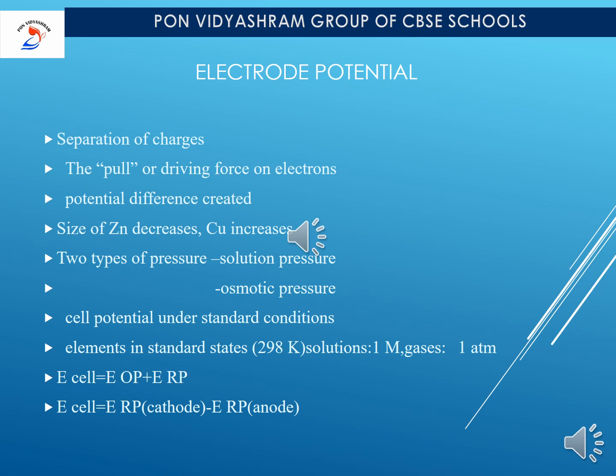Where will the oxidation reaction occur? At the zinc electrode, which donates the electron, so it will be converted into Zn2+. So the weight of rod will decrease. So potential difference, once again let me repeat it, potential difference occurs. So this is called oxidation potential. In this case, electrode potential is called oxidation potential of electrode, that is EOP.